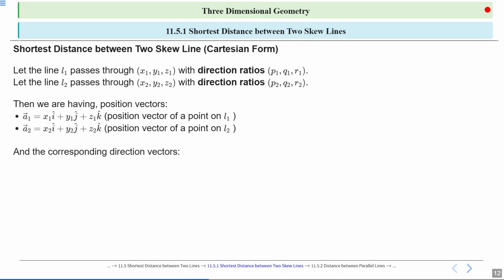Now let's move on to the direction vectors for each line. Direction vectors indicate the direction in which each line extends based on their direction ratios. For line L1, the direction vector, B1 vector, is equal to p1 i cap plus q1 j cap plus r1 k cap.